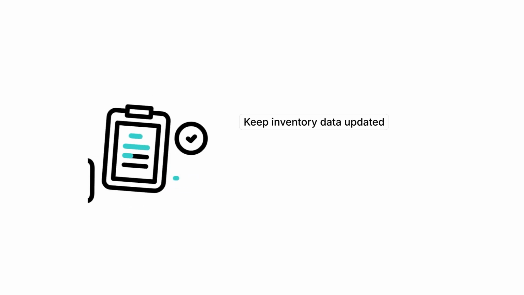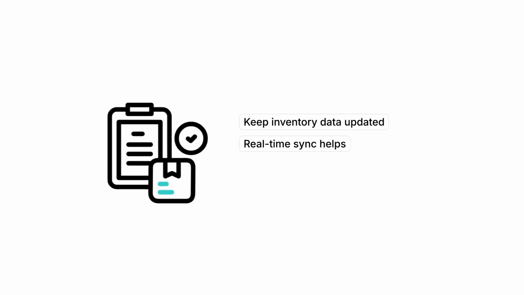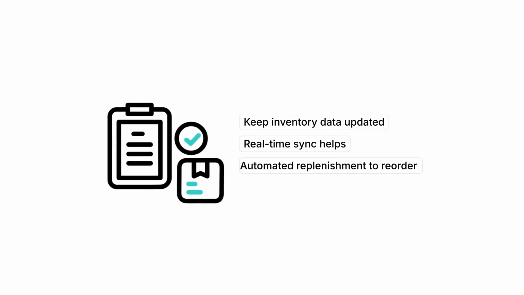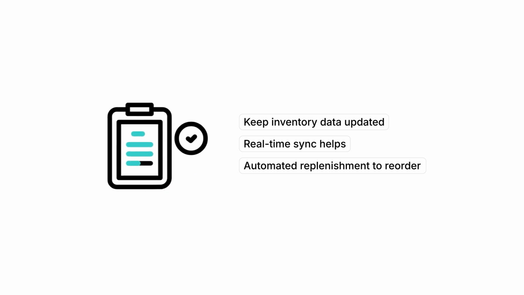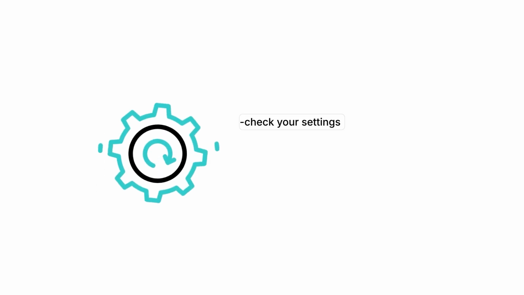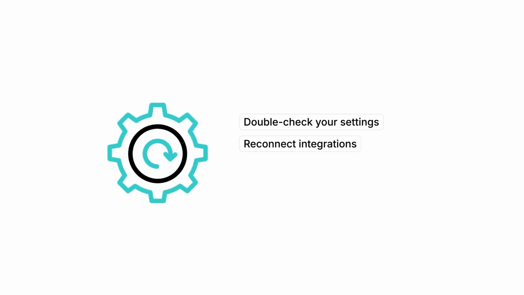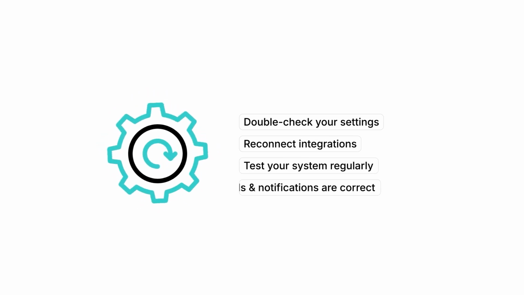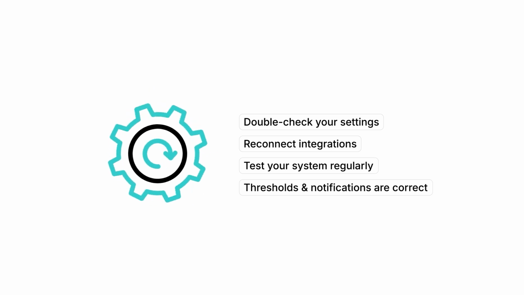Keep inventory data updated. Real-time sync only helps if your numbers are accurate. Use automated replenishment to reorder products before they run out. It saves time and prevents surprises. Double-check your settings, reconnect integrations, and test your system regularly. If back orders don't work, ensure thresholds and notifications are set up correctly.